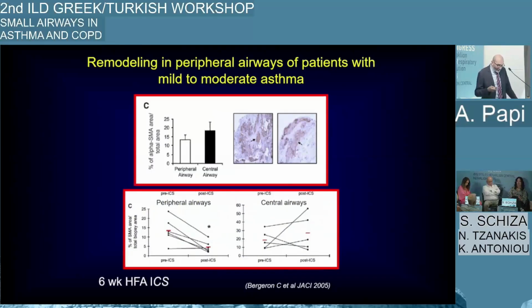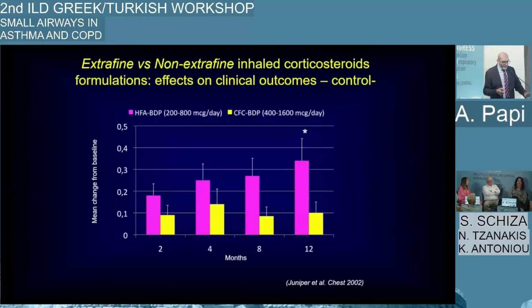It's not surprising, therefore, that in terms of clinical outcome, we have evidence of advantages when we can reach the peripheral district, one way or the other. In this case, for example, it is just an inhaled corticosteroid, an extra fine formulation in violet compared to a non-extra fine formulation that cannot reach the peripheral airways. Please note that the dose of the extra fine is half of the dose of the non-extra fine.